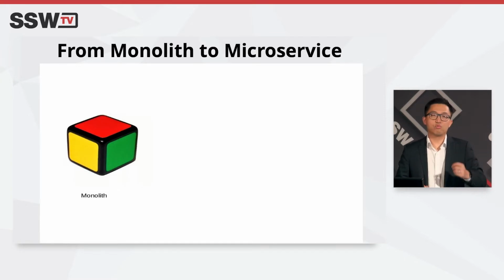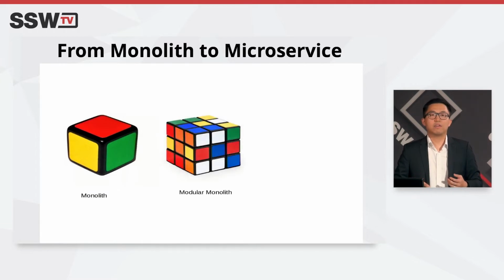So if we take this Rubik's cube, well, this is not a Rubik's cube. When we look at the Monolith, it's just one piece. But if we start to have a modular approach, what we're going to have is a Rubik's cube where we have a boundary between different bits and pieces in the system. However, we cannot take any one of the little cubes out. Otherwise, the entire Rubik's cube is going to fall apart.